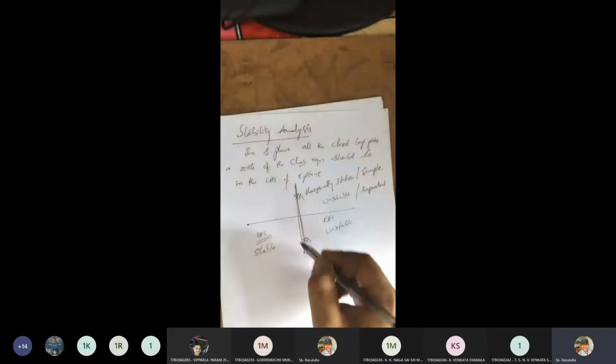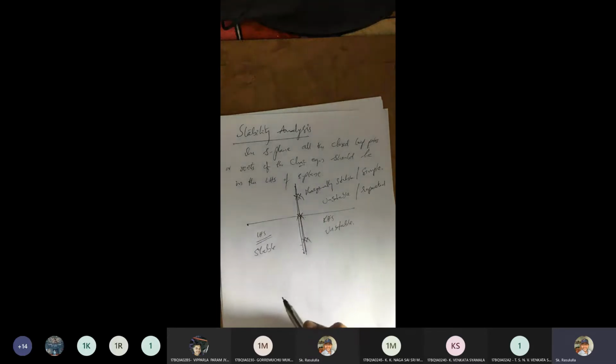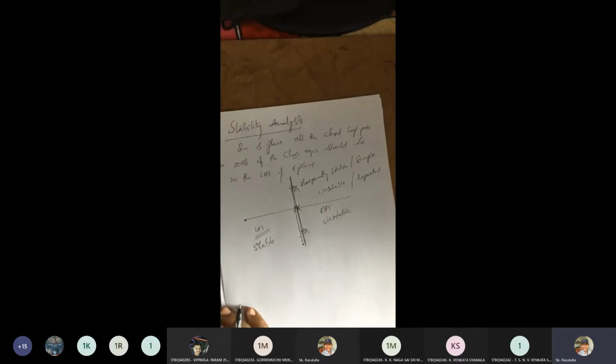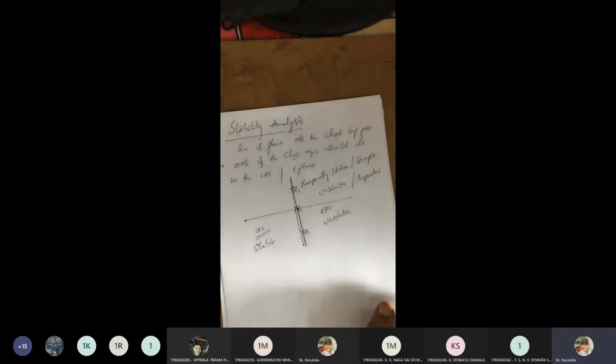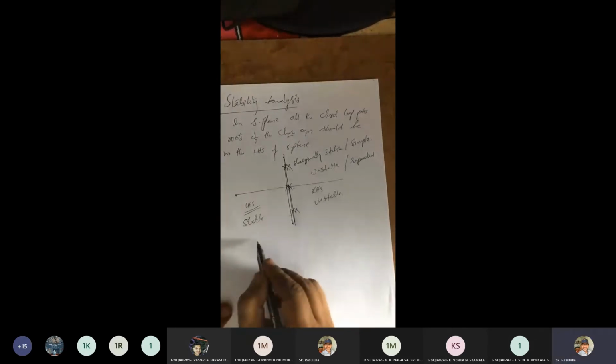So the same concept holds for at origin also. If multiple poles are there at origin, it is unstable. Only simple pole is there, then it is stable. Multiple poles unte unstable, simple pole unte stable. Left side unte stable, right side unte unstable. Right? Now coming to the Z plane.